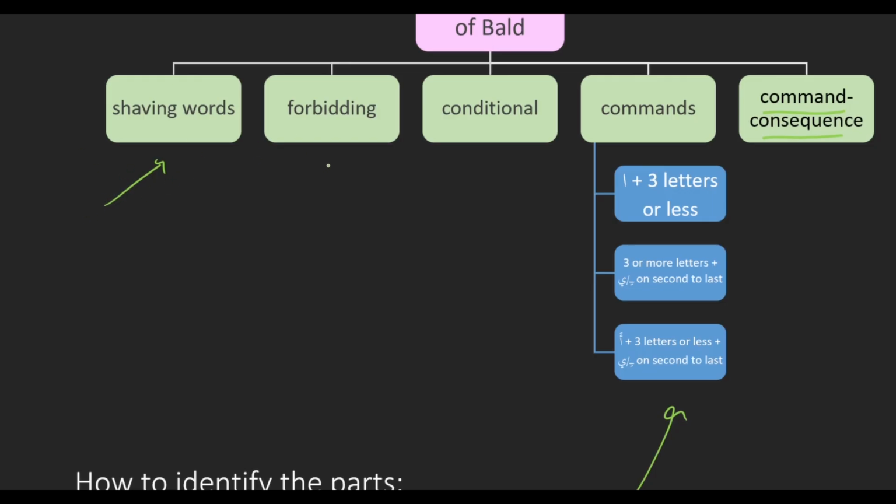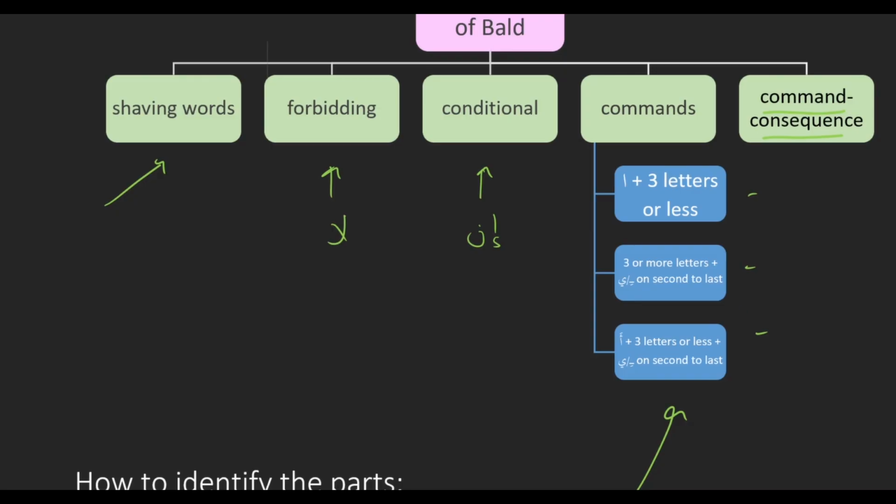If you see a forbidding, what do you see before it? You'll always have la plus a bald action. So if you see a bald action with the la before it, you know instantly why it's bald. If you see a bald action in a conditional sentence, you'll see the in there, so again you'll know right away why it's bald. And the same with commands: if you see a command, you'll see it following one of these 3 patterns, so you'll know why it's bald.